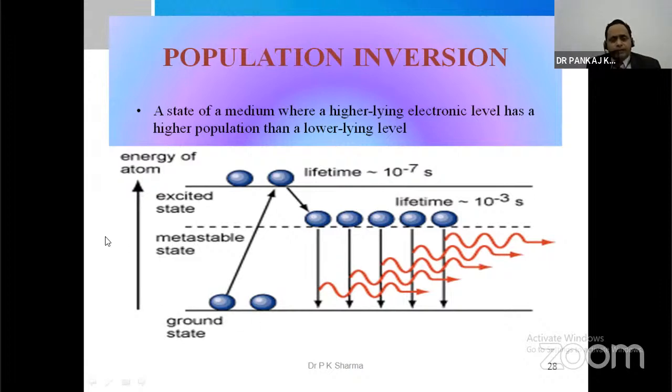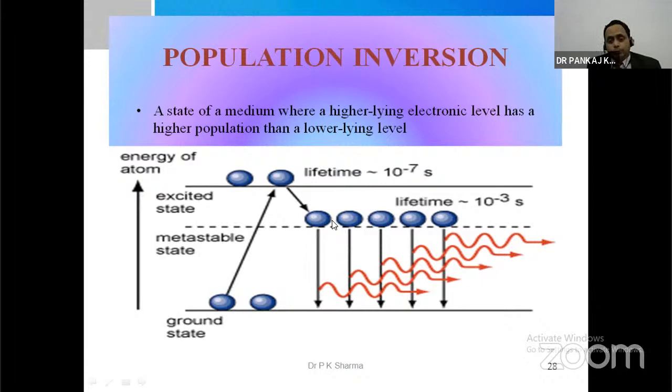The condition is that when the atom interacts with the photon in the ground state, the atom becomes excited and goes to the upper energy level known as the excited state. After a time of 10 to the power minus 8 second, it comes back to the metastable state and resides here for a much longer time in comparison to the higher energy state. The metastable state is required because this time delay is very important to produce the phenomenon of population inversion between the metastable state and the ground state.